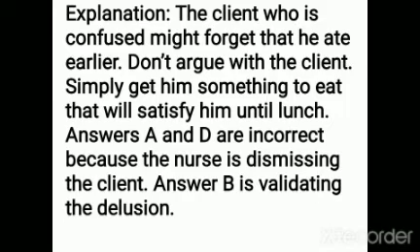Explanation: the client who is confused might forget that he ate earlier. Don't argue with the client. Simply get him something to eat that will satisfy him until lunch. Answers A and D are incorrect because the nurse is dismissing the client. Answer B is validating the delusion.